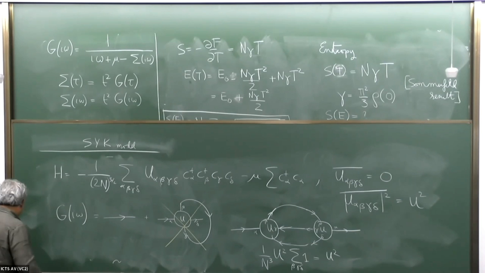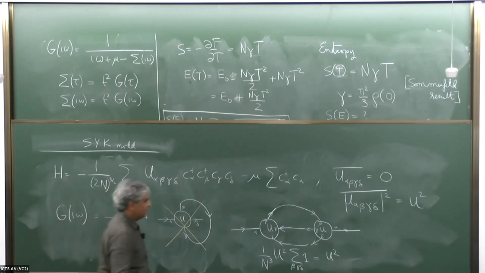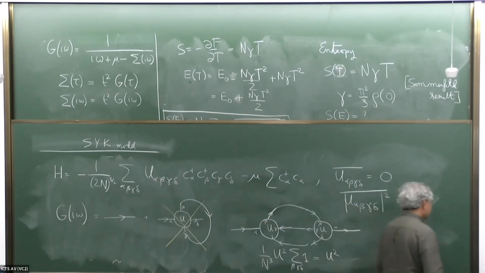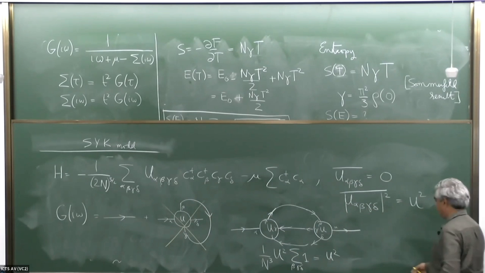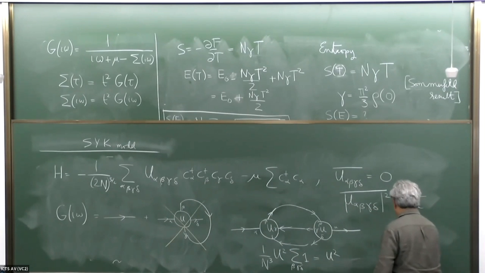Are there, you know, any other graphs? I mean, okay, just for fun, let's see. I didn't prepare, but suppose, what other graphs can you think of at order u squared? Well, you can think of graphs like this, for example. Something like that.